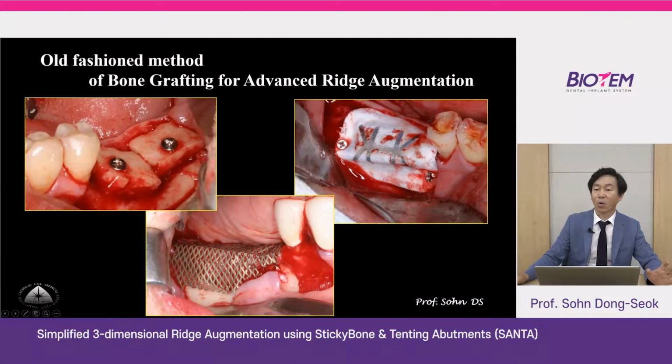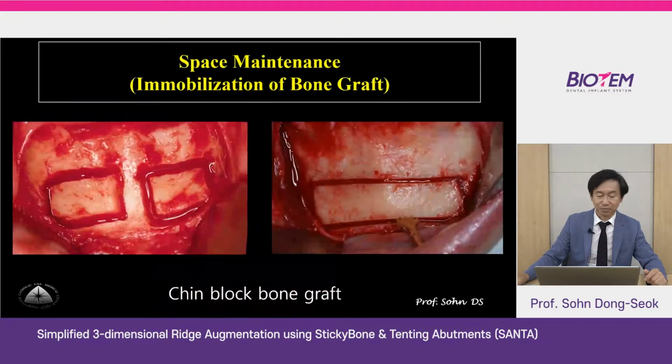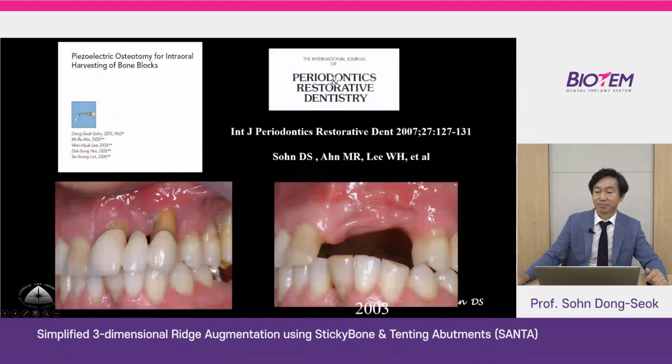This slide shows my old methods to maintain grafting materials for 3D ridge augmentation. This is chin bone graft. This is the titanium-reinforced Gore-Tex method. This is titanium mesh assisted 3D ridge augmentation. Autogenous block bone is known to be the only osteogenic, osteoinductive, osteoconductive material. So this block bone can provide solid space maintenance for 3D ridge augmentation. I used to be a big fan of autogenous block bone for 3D ridge augmentation, as shown in my published publication in 2007.